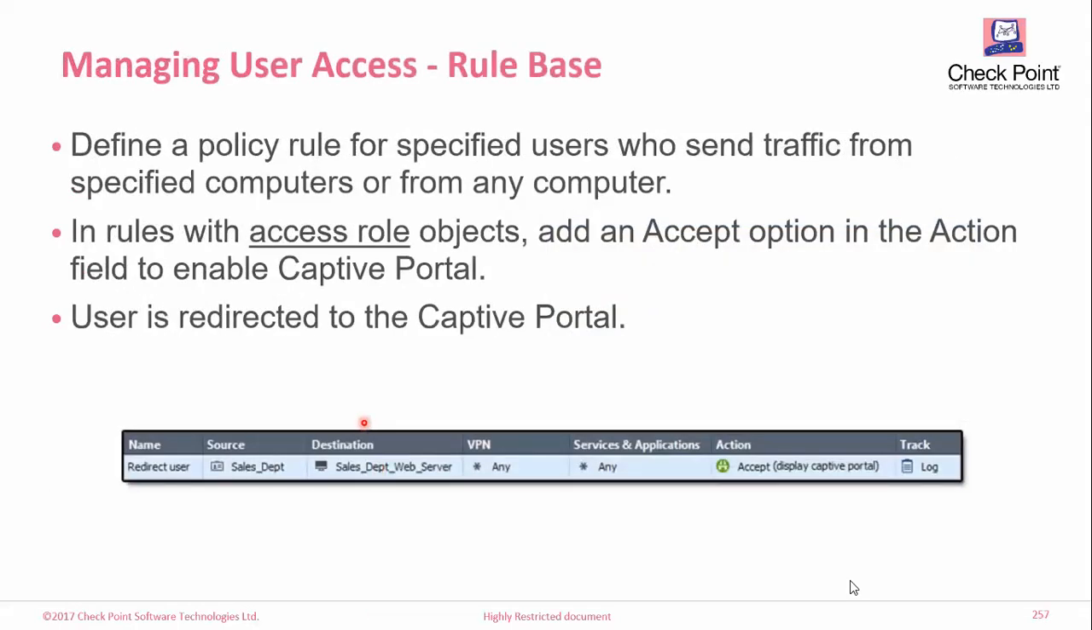So this is an example of a rule. Here you set up an access role for the sales department to access the sales department web server, and the action is to display the captive portal. What you'll do is set your rule in place. Again, this will be in your application control layer. You'll set up your access role here. On the action, you right-click and choose to display the captive portal.